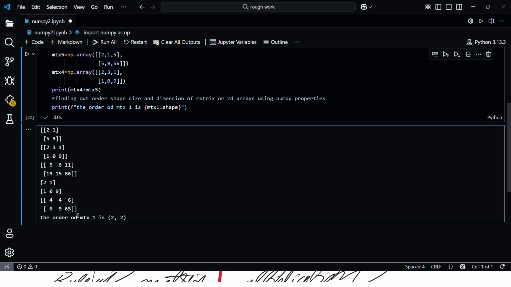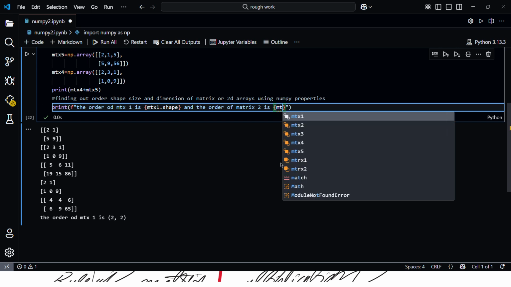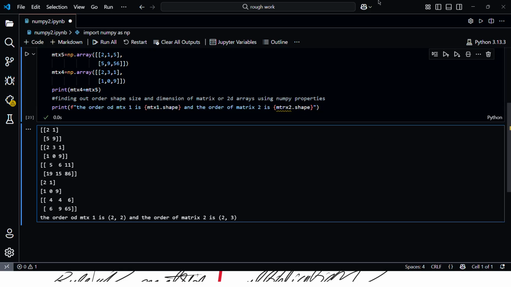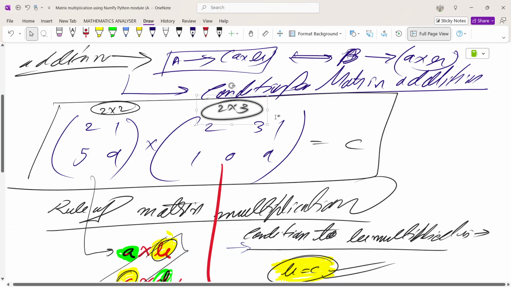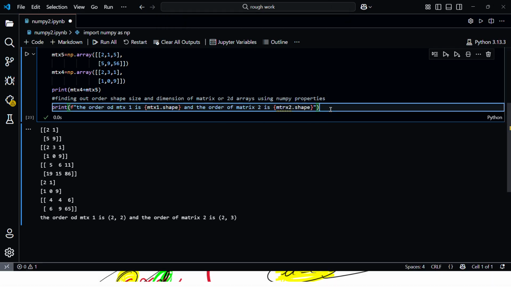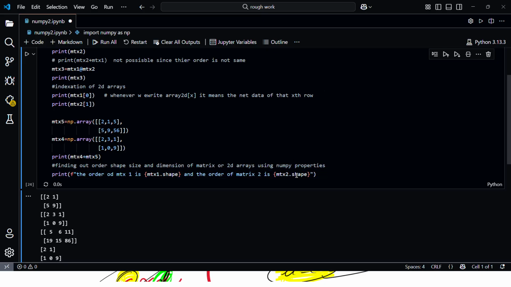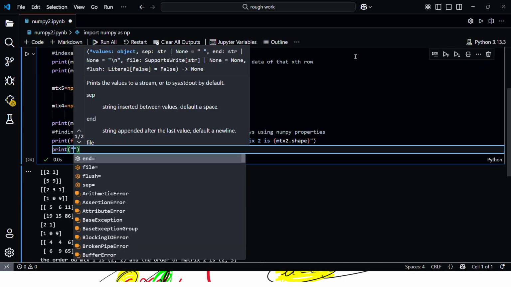This is a 2 cross 2 matrix, and similarly the order of matrix 2 is matrix 2 dot shape, and this is a 2 cross 3 matrix, as we have already seen. Now let's move on further.